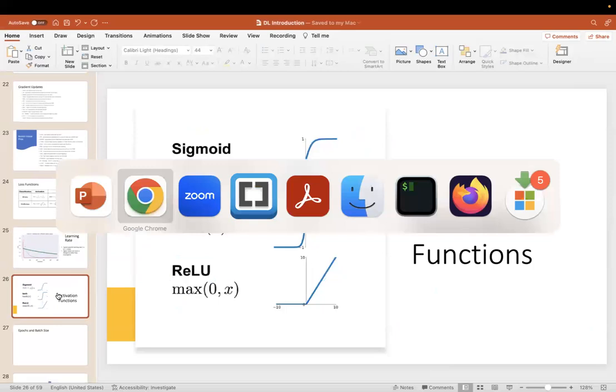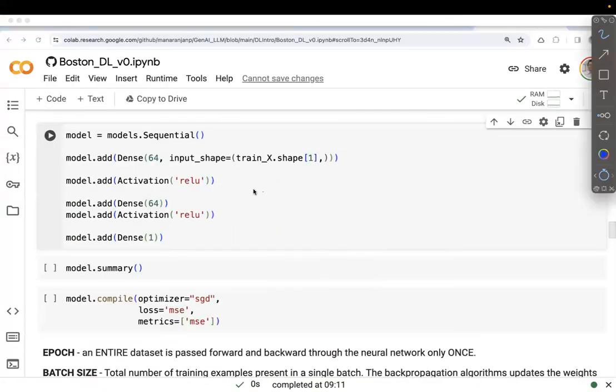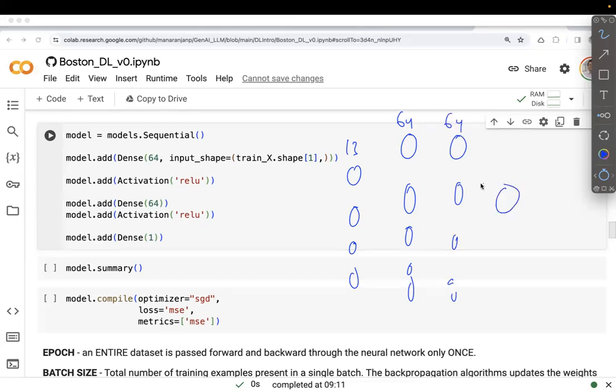So in this case, of course, we are going to use a ReLU function, and we're going to activate that. Then we are going to add one more hidden layer, which again contains 64 neurons and again ReLU activation, right? So now we have an input layer with 13, one hidden layer with 64, another hidden layer with 64, and finally the output layer is one neuron.